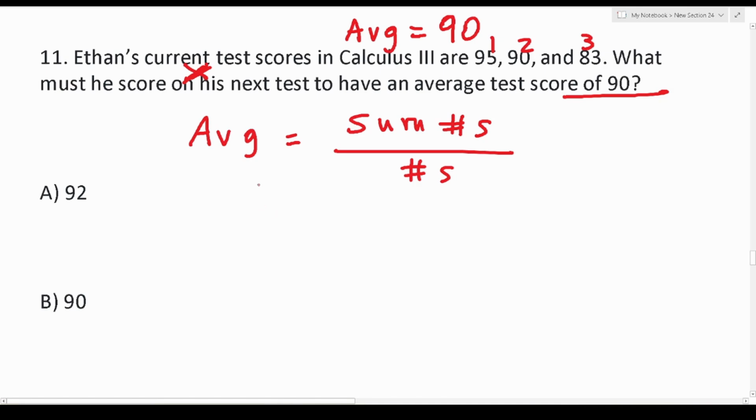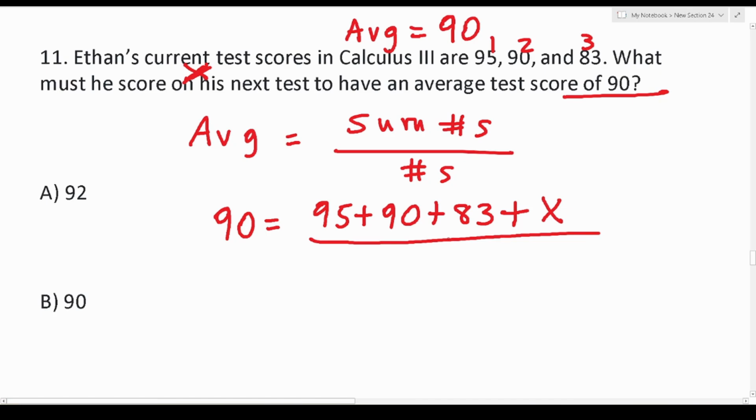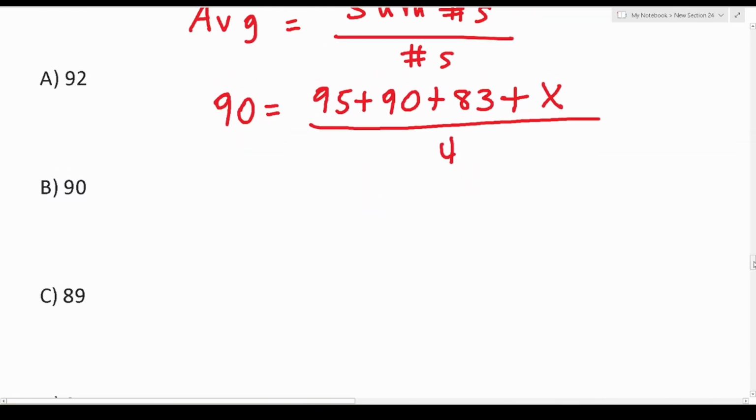Okay, so let's fill this in accordingly. We know he wants a 90 average. We know his first 3 test scores are 95, 90, and 83. We want to figure out what his 4th test score is going to be, so let's call that X. And we're going to place that over how many numbers there are. There's 1, 2, 3, 4. All right, so by solving this equation for X, we'll figure out what his 4th test score must be to have a 90 average in his class.